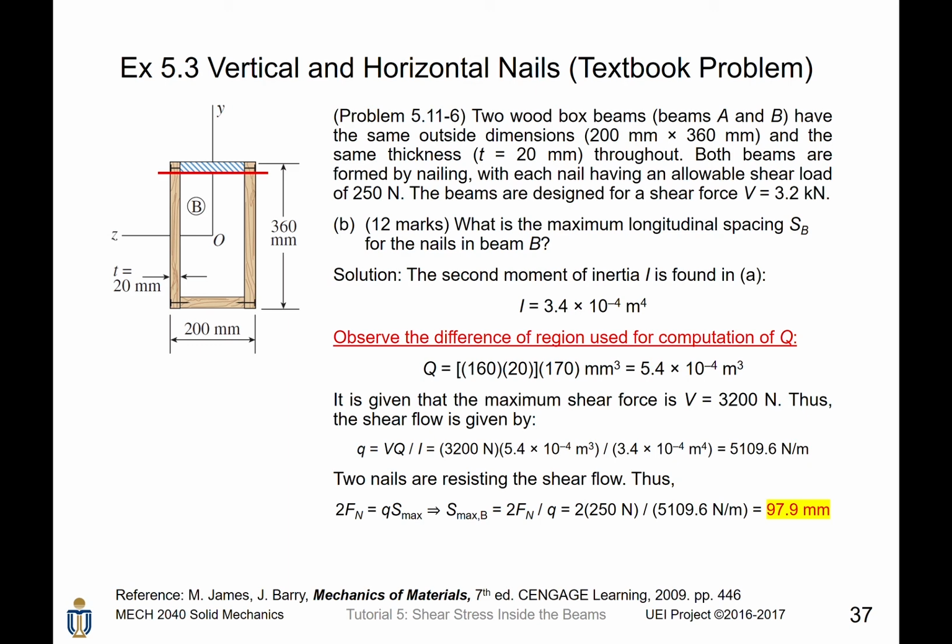For part B, it is talking about a horizontal nail, but the computation of the first moment of inertia would be different. So let's observe the difference of the region used to compute the first moment of inertia. We can see that the region used is like this. I don't know how to express it in words, but you can see the difference between A and B.